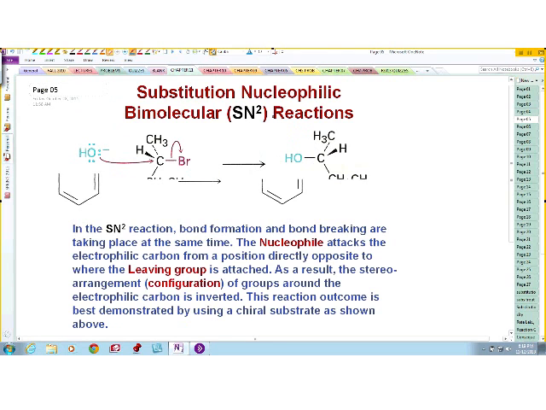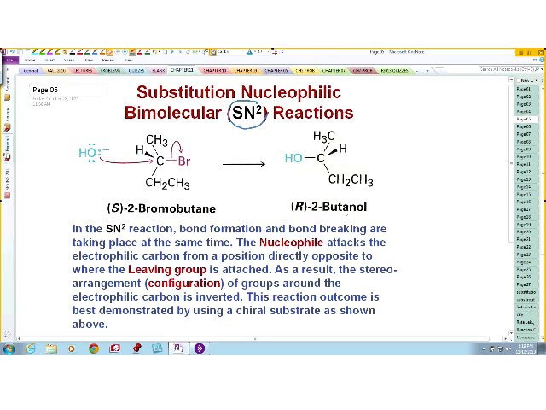Now let us start discussing the first set of reaction. We refer to this as substitution nucleophilic bimolecular reaction, and we call this SN2 reaction. As you can see here, we are starting with this molecule, S-2-bromobutane, and at the end of the reaction, we obtain R-2-butanol. In essence, the absolute configuration of this carbon has changed from an S configuration to an R configuration. So you can see there has been an inversion of configuration.